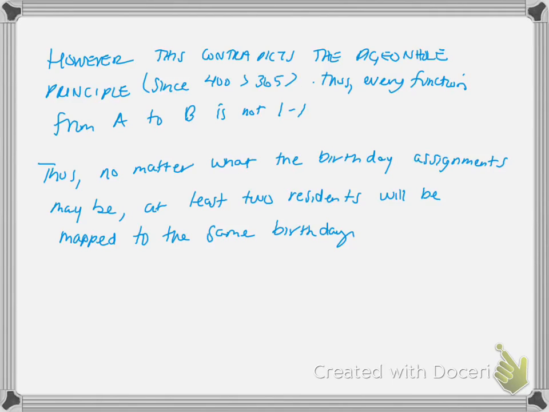However, this contradicts the pigeonhole principle since 400 is greater than 365. Thus, every function from A to B is not 1-to-1. Hence, no matter what the birthday assignments may be, at least 2 residents will be mapped to the same birthday. And that's it. It's really straightforward.